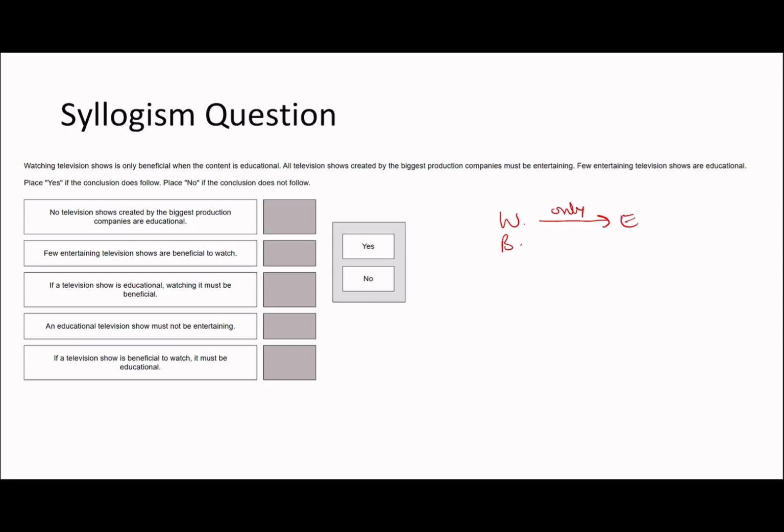All TV shows created by the biggest production companies, so I'm going to put edu. All TV shows created by the biggest production companies must be entertaining, and few entertaining are educational. Okay, so no TV shows created by the biggest production companies are educational. Well, that's wrong. You can just look at the diagram because few are educational. Because the biggest production companies must make entertaining TV shows, and few of those are educational. So it's wrong to say that none of them are educational, because it could be that there are a few that are educational.